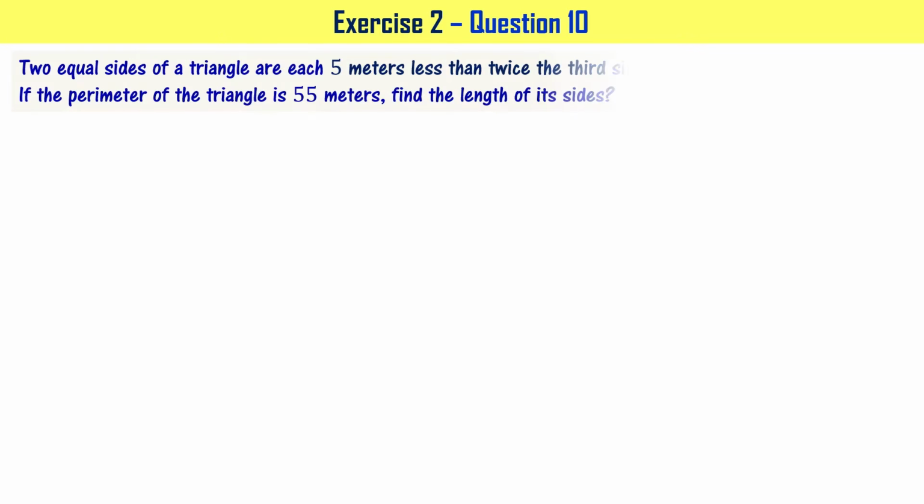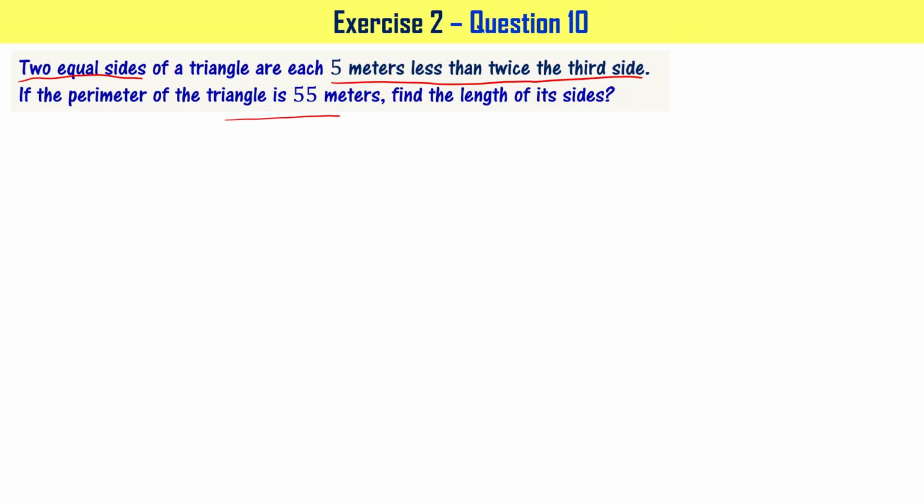Question number 10 is, the two equal sides of a triangle are each 5 meters less than twice the third side. If the perimeter of the triangle is 55 meters, find the length of its sides. We are given a triangle of two equal sides, and their length is equal to 5 meters less than twice the third side. If the perimeter of the triangle is 55 meters, find the length of its sides. That is the question, right?